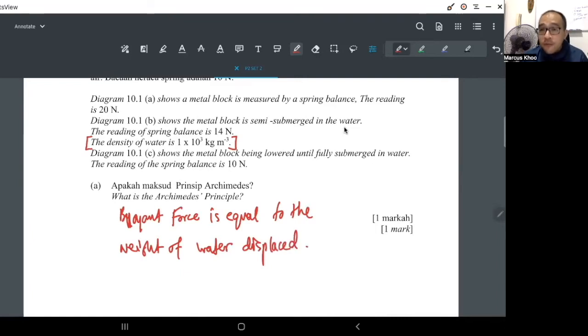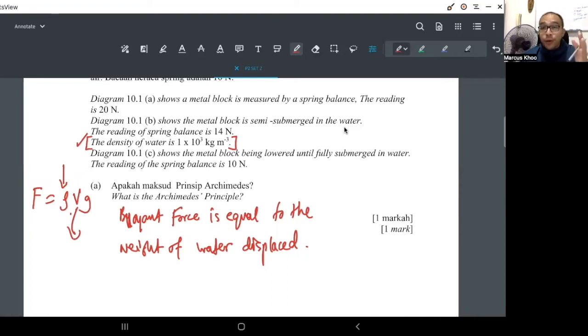Ultimately, a very, very important discovery by Archimedes. How much water you can push aside, the weight of the water you can push aside, is determined by 3 things. Buoyant force is equal to rho Vg. It depends on the density of the liquid, the volume of the object inside the liquid, not the volume of the water, and the gravity. Those are the 3 factors that affect the buoyant force.